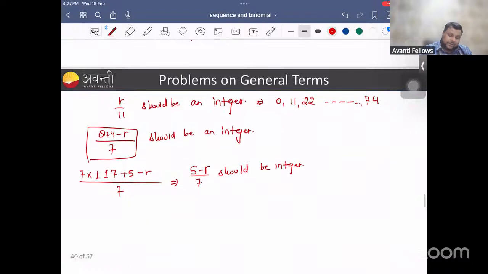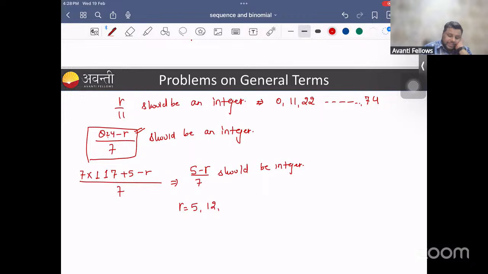Now in that case, what can r be? See, the first value of r: 0 won't work, 1 won't work, 2 won't work, 3 no, 4 no, 5 no, 6 no. Wait, the first value of r that will work is 5. Because see, if I place r as 5 here, it will be 819, which is divisible by 7. So the first value of r will be 5. Now the next value will be 12.